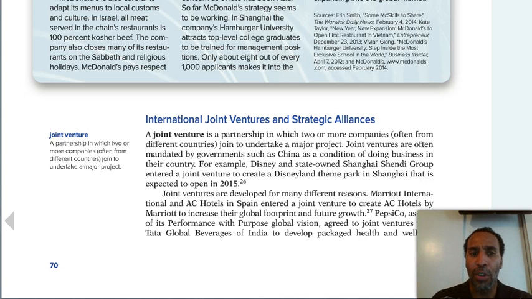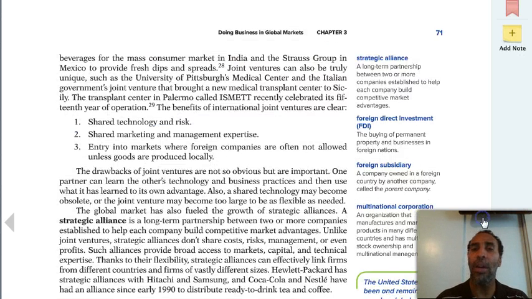A joint venture is a partnership in which two or more companies, often from different countries, join to undertake a major project. So now we're going to have a joint venture. We're going to get together and we're going to succeed even bigger and better. It's like they say, a good marriage between companies.